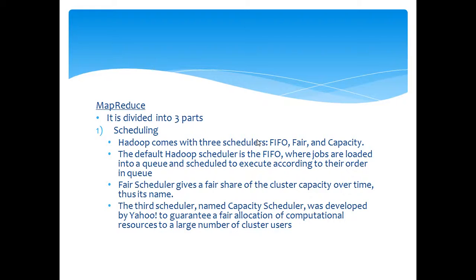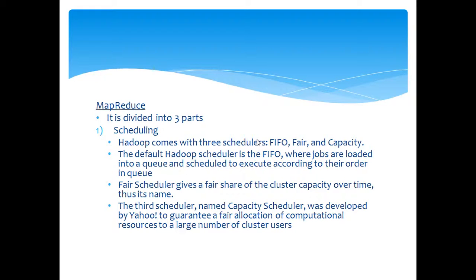And coming to the next scheduler, the FAIR scheduler. The name suggests that it gives a fair share of the cluster capacity over time. Depending upon the cluster capacity, it gives a process to the ready queue and processes the data. And the third scheduler, the capacity scheduler, was developed by Yahoo to guarantee a fair allocation of computational resources to a large number of cluster users. It is also one of the schedulers used.